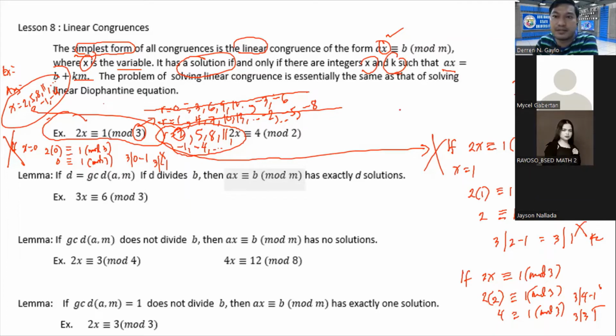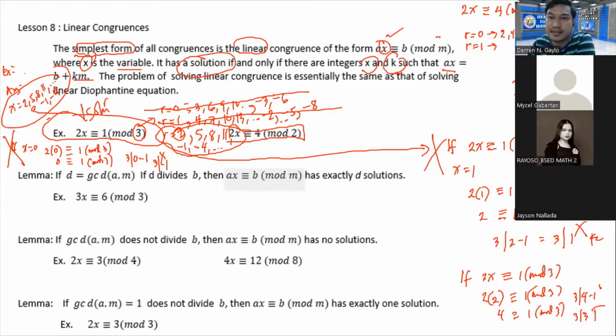You have here 2x is congruent to 4 modulo 2. In the first example, we only had one solution group. Now in the second example, 2x is congruent to 4 modulo 2. Since it's modulo 2, what are the remainders? You have 0 and 1. What is in remainder 0 and remainder 1? You add 2: so 0, 2, 4, 6, 8, 10, and so on. Or you have negative 2, negative 4, and so on.